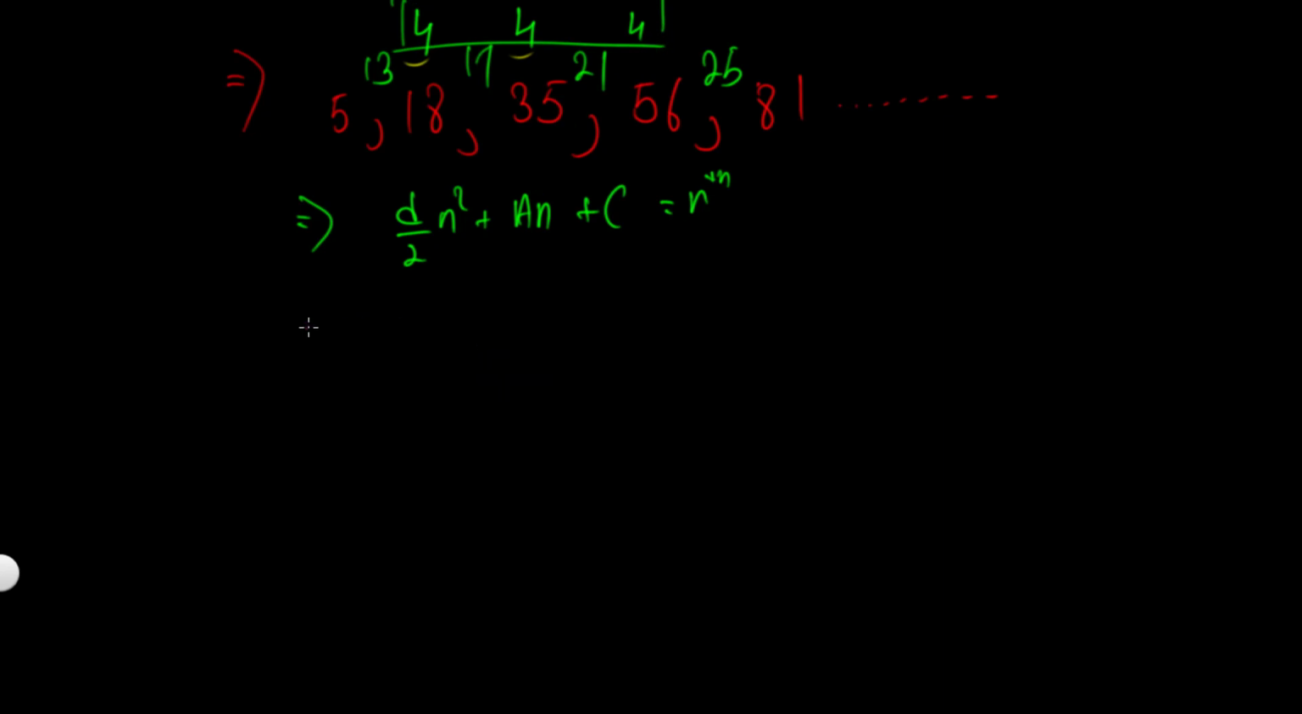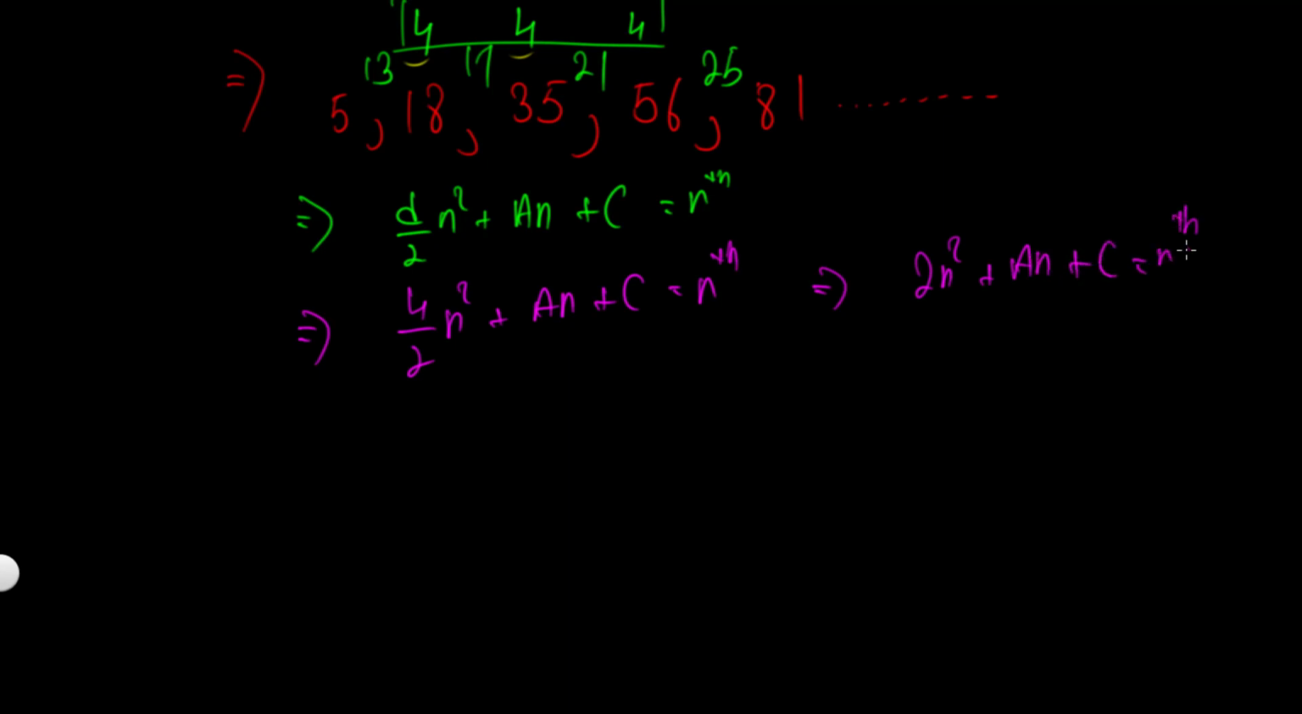So our equation would be 4 over 2 n squared plus bn plus c is equal to your nth term. Simplified, this gives us 2n² plus bn plus c is equal to your nth term formula. Again, we will just set up two simultaneous equations and solve for them. We don't need to use the first and second term. You can use any terms to set up your equations, as long as you have two equations, you're golden. So I'll just use the first and the third term.